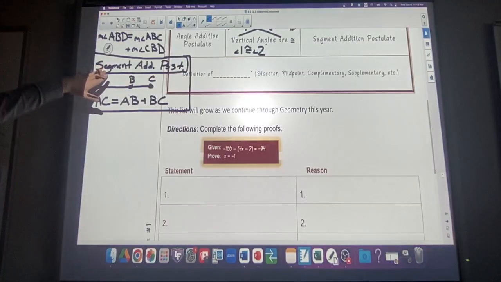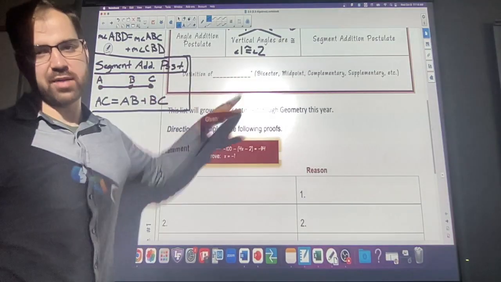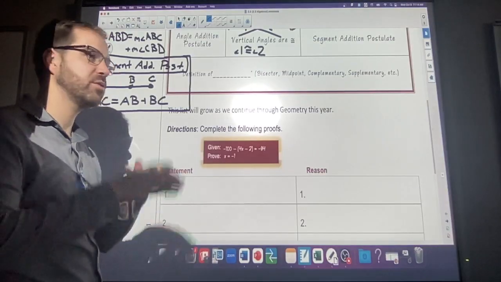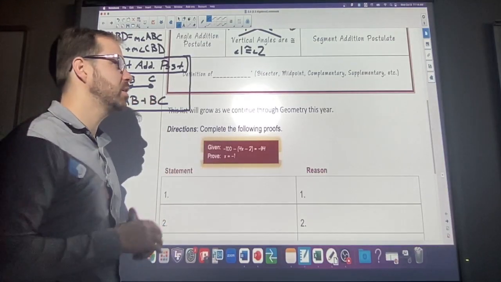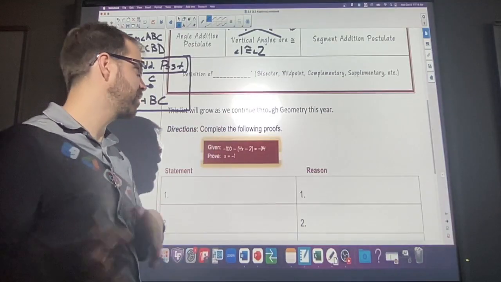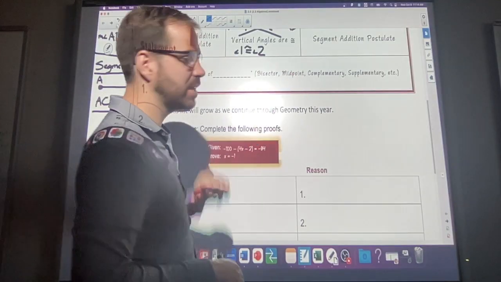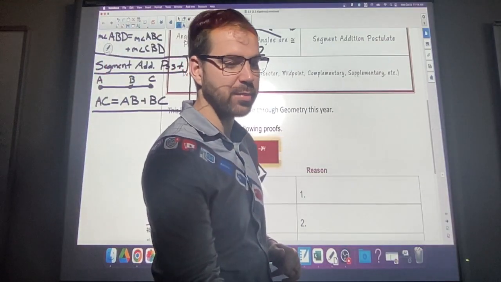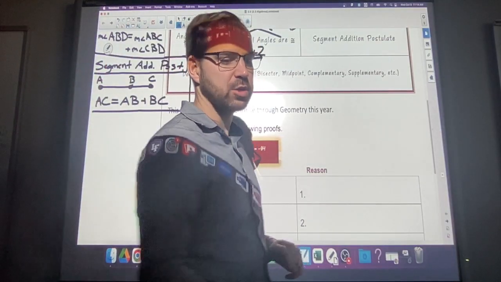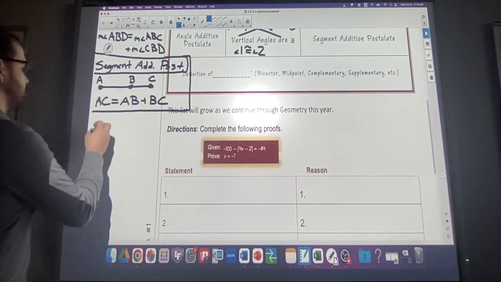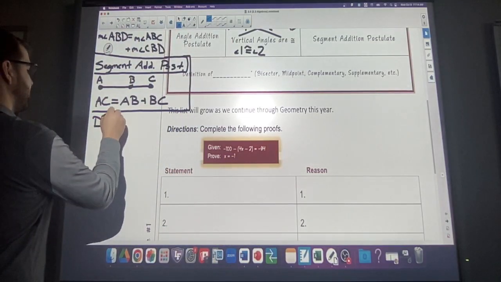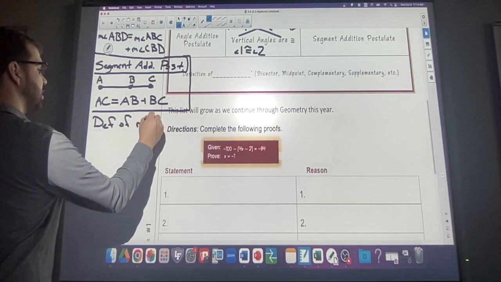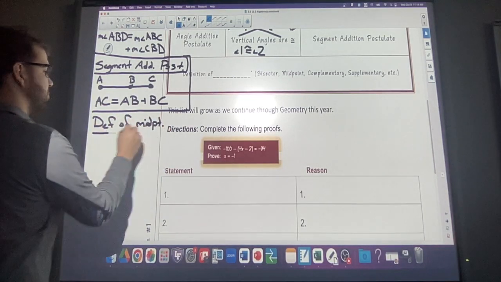All right, so now we get into these definition of. So pretty much every other definition geometry comes with, you're going to say definition of, and a really common one is midpoint or bisector. That is really, really common. So let's look at a midpoint example here so I can show you what I mean. So if I said definition of midpoint, that means that both sides are going to be the same, right?